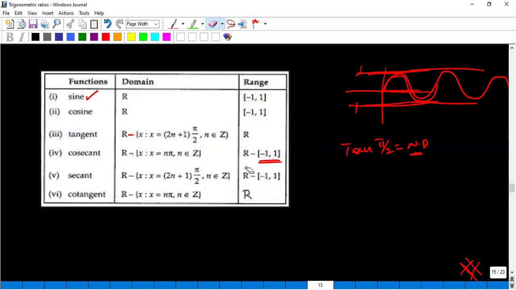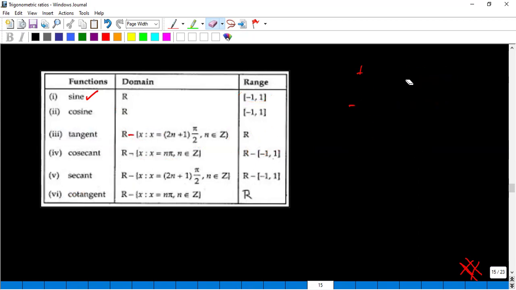Go through the table. Try to remember the diagrams as they are. So it will be easy to understand what is the domain and what is the range of different trigonometric functions.